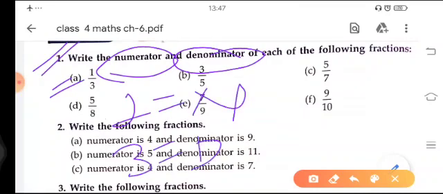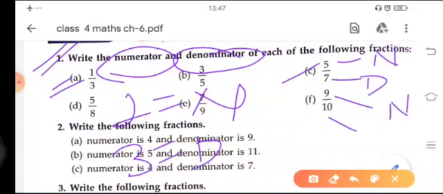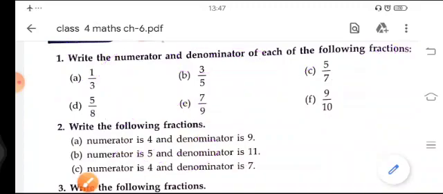3 is our denominator. If you see the C part, 5 is what? 5 is our numerator, 7 is our denominator. In this, 9 is the numerator, 10 is the denominator. So that is a very simple exercise, you can say.